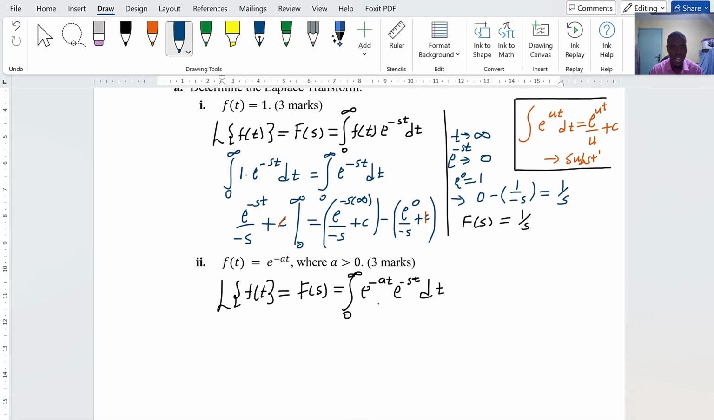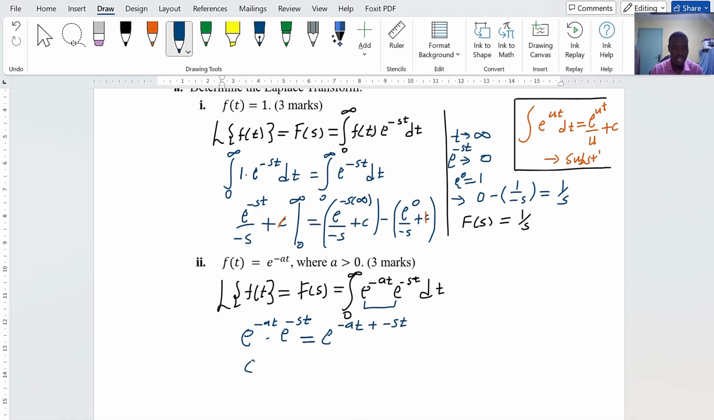Now we need to work out this part of the exponential. So we know that e power negative at times e power negative st. Since these are exponentials, we apply the index law, so we add the powers. So e power negative at plus negative st.